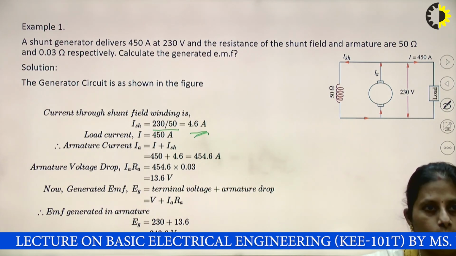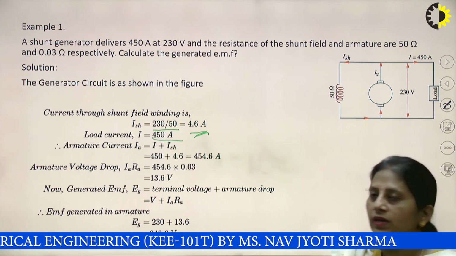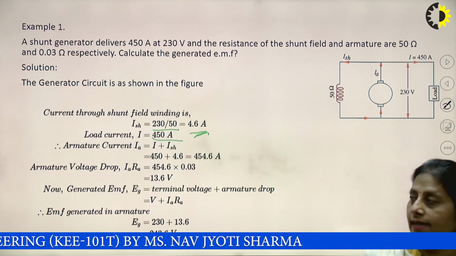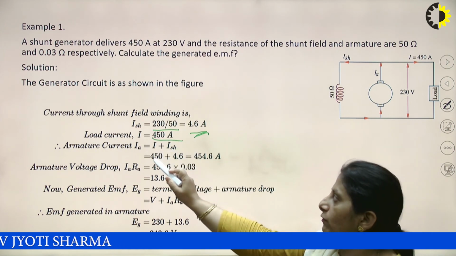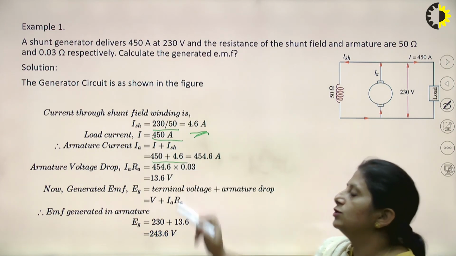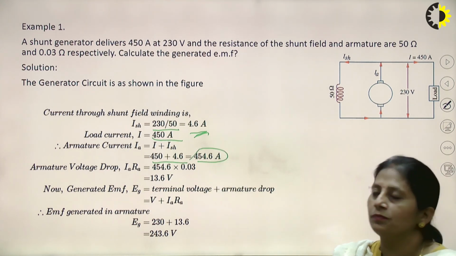So what about the load current? Load current is given as 450 ampere, right? So the armature current is given as IL plus ISH. IL is 450, ISH is 4.6. So the total armature current would be 454.6.